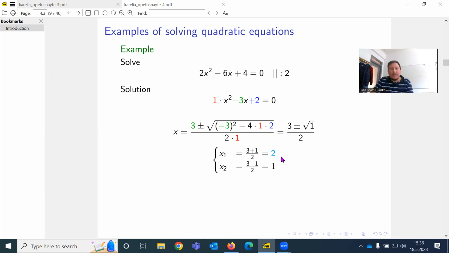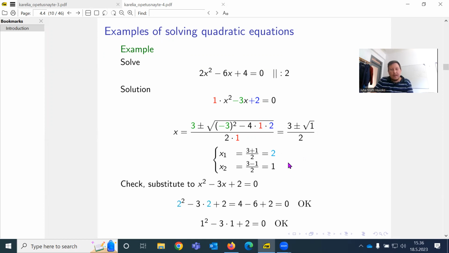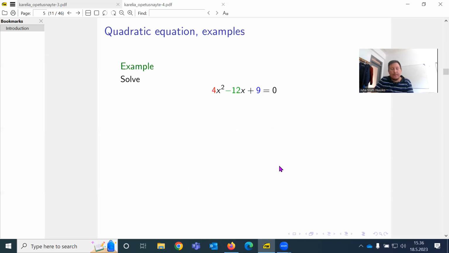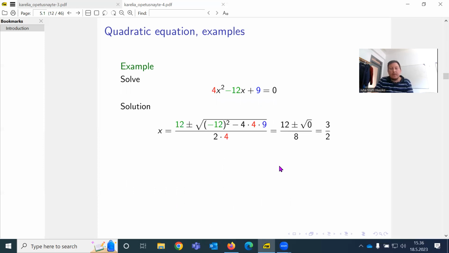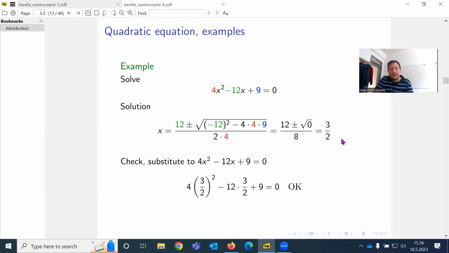It's a good habit to always check the solutions, so let's substitute x equal to 2 into the original equation. After the calculations, we get 0, so it means that x truly is a solution for our equation. And let's also check the other solution. In this equation, we can find a, b, and c and substitute them into the formula. In this case, the discriminant will be 0 and the square root will have no effect. So x will just have one value, 3/2. We can check the solution by substitution.